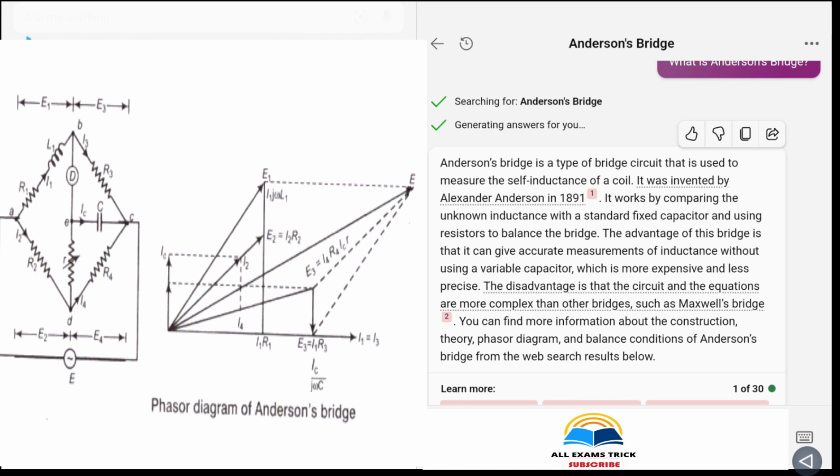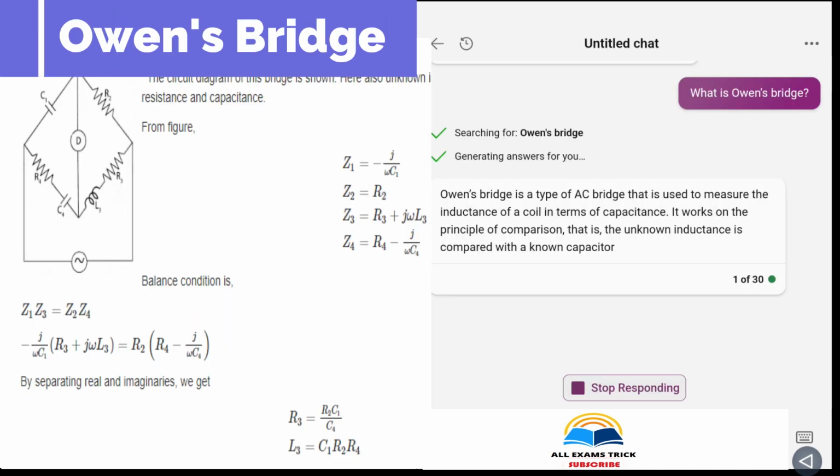The disadvantage is that the circuit and the equations are more complex than other bridges, such as Maxwell's bridge. You can find more information about the construction, theory, phasor diagram, and balance conditions of Anderson's bridge from the web search results below.